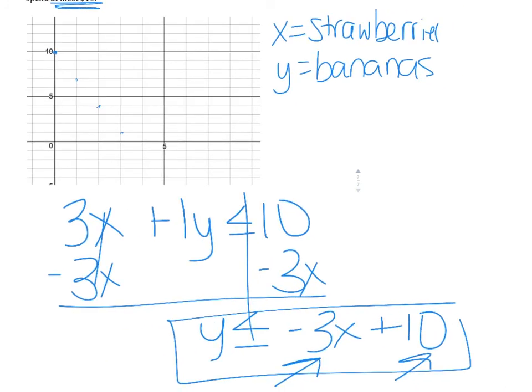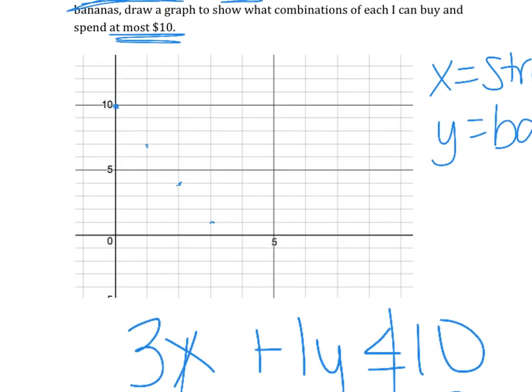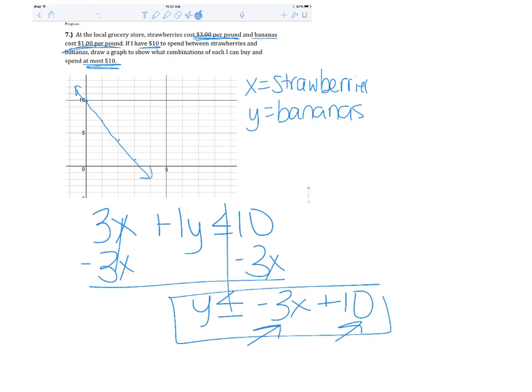So we need to decide if it is a dotted or a solid line. Since it has the line underneath, it's going to be solid. So we're going to connect, and I apologize that this line is not going to be very straight. So now we need to decide if we're going to shade on the top or on the bottom. The inequality says y is less than or equal to. So we are going to shade everything underneath the line.